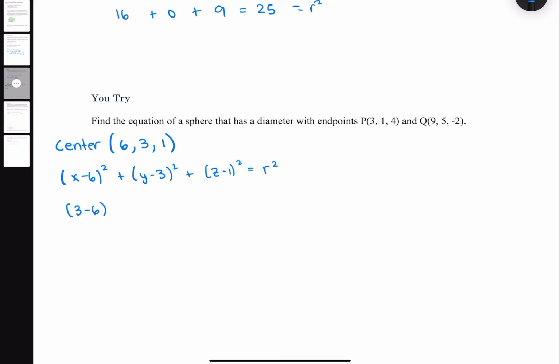So we're going to have 3 minus 6, which is negative 3 squared, so that's going to be 9, plus 1 minus 3, which is negative 2, squared is 4, and then 4 minus 1 is 3, and 3 squared is 9, and that equals r squared. So we have 9, 4, 9. And that's going to be 9 plus 4, 13, plus 9 is 22. So our r squared value is 22. So we'll put 22 here.